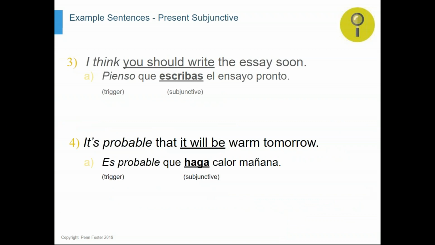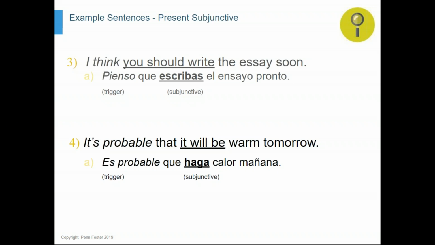All right, two more present subjunctive examples. I think that you should write the essay soon, or just simply I think you should write the essay soon, which is quite fine in English as well. Regardless, que must be there in Spanish. Pienso, the trigger, present tense, indicative, followed by the next verb being formed in the present subjunctive. You haven't written the essay yet. Soon implies it may very well happen, but it might not happen at all.